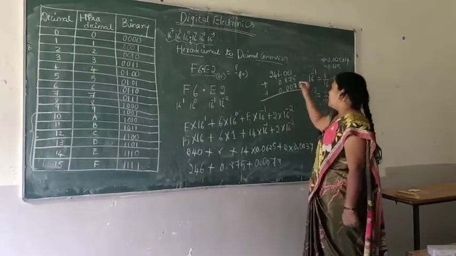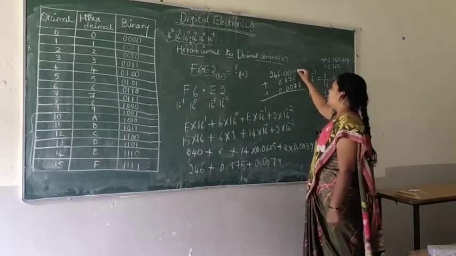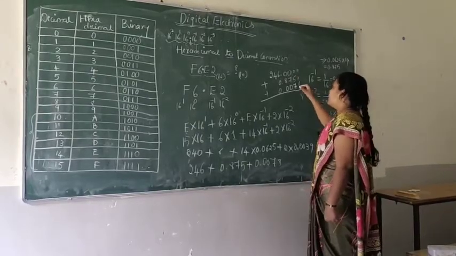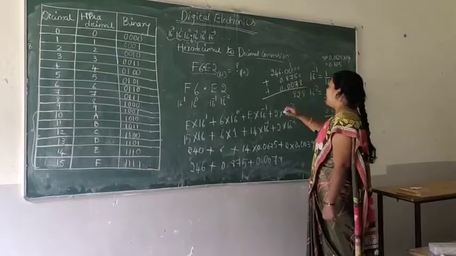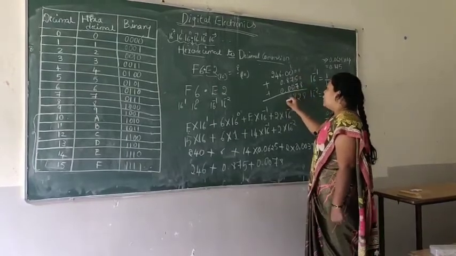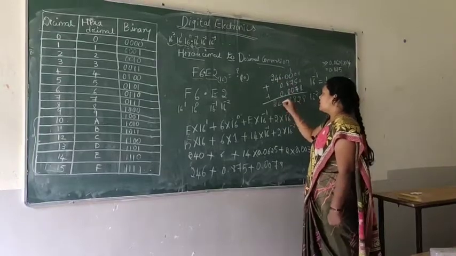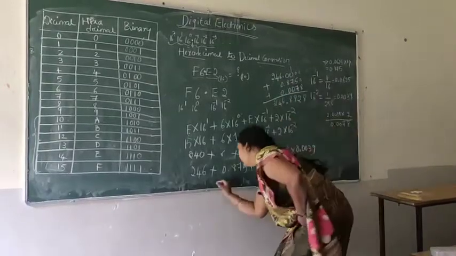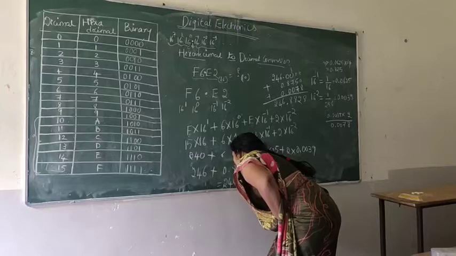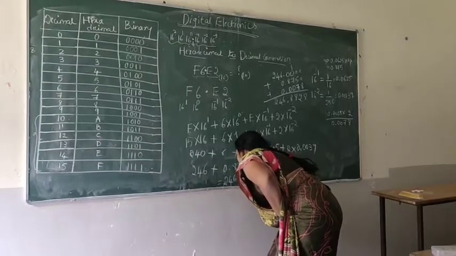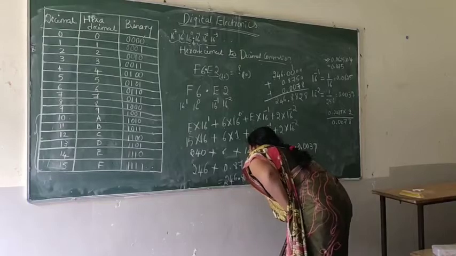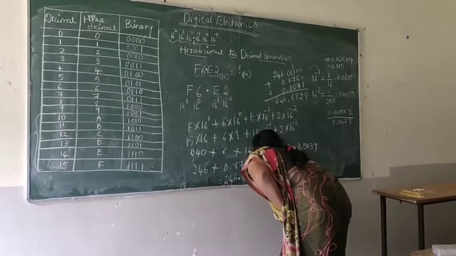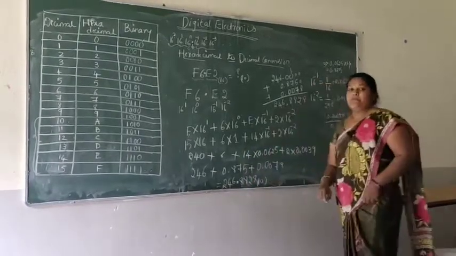0.0078. If you do the addition, 8 plus nothing is there, so you put 0, so it is 8. 7 plus 5 is 12, 1 carry, so 7 plus 1 is 8, here 8, dot, and here it is 246. So the answer is 246.8828, which is in which number system? Decimal. You have to put the base 10.